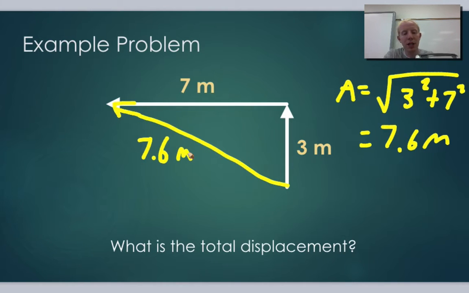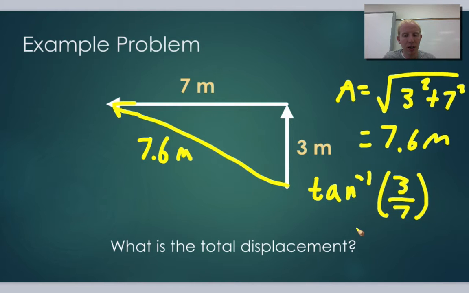And then we'll do the tangent inverse of 3 over 7. And we get that the tangent, sorry, let me write this down. Tangent inverse of 3, which is y, over 7, is 23.2 degrees. Okay? Now, this is where you need to be careful, okay?